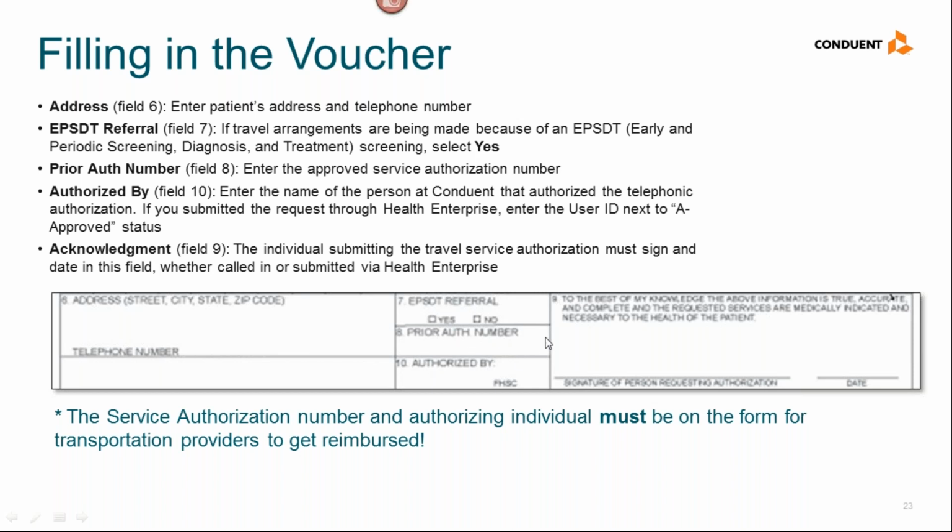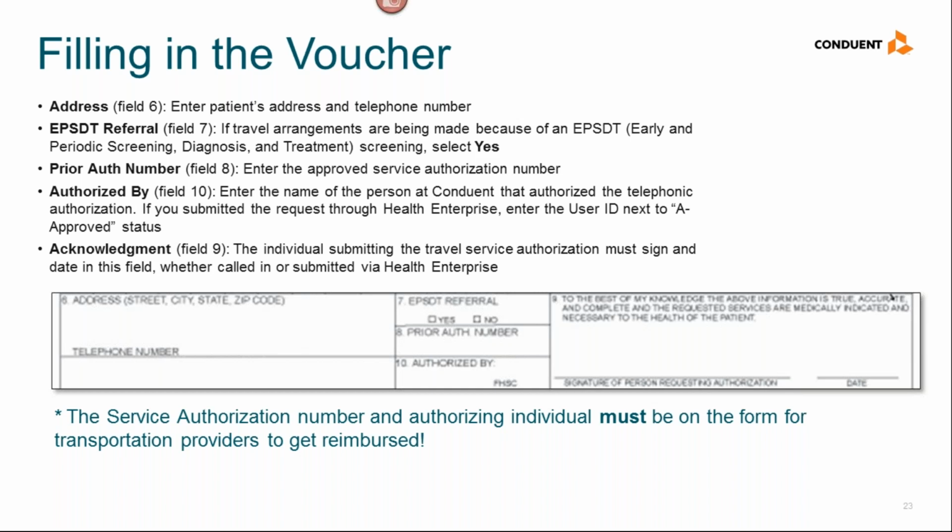Box 8 is the prior authorization number that the representative you talk to is going to give you, so you do need to document that. It needs to start with the letter P and then all the digits, and then the name of the person you speak to who's authorizing the services, and then write your signature here, and then the date that you obtained the authorization. As noted on the bottom of the screen here, 8 and 10 absolutely must be filled in. If those numbers are not there, the transportation provider is not getting paid for their services.